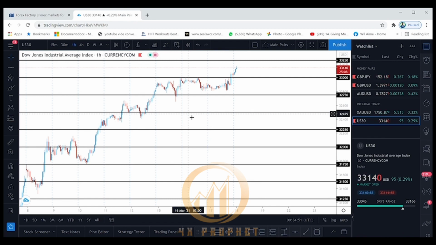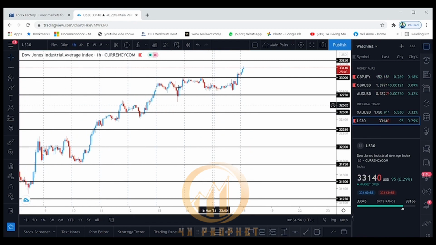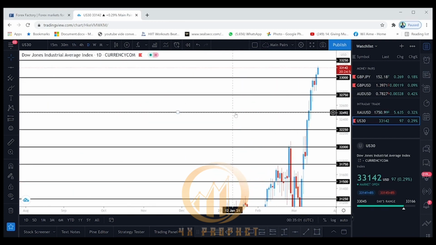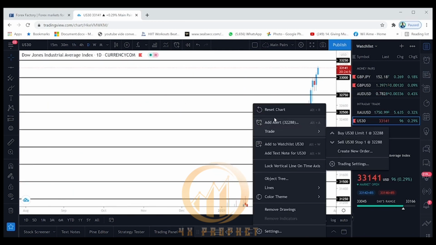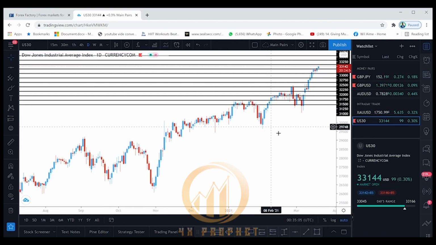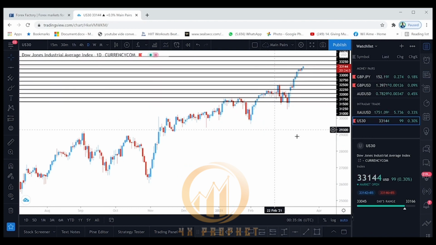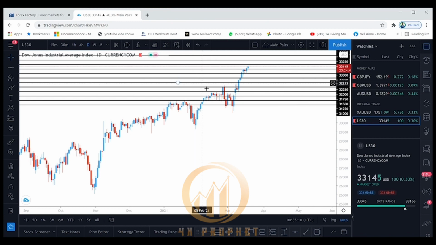So what I'm going to do now is I'm just looking at this. I'm going to go to my daily, and at my daily, what I'm now going to do is look. I need to reset my chart, sorry. Whenever you scale out, it does that. I'm going to look for my daily resistance and daily support. As you can see right here, it broke it.